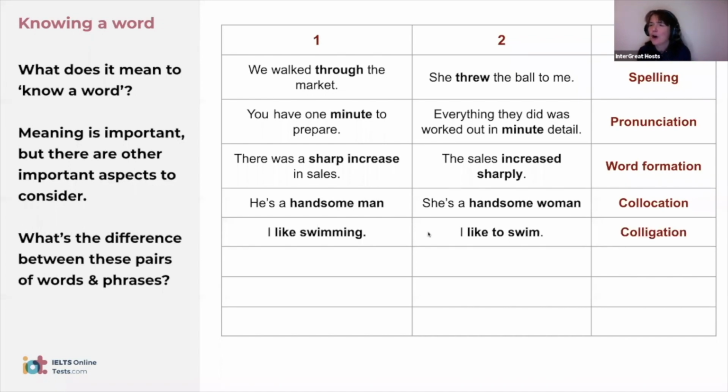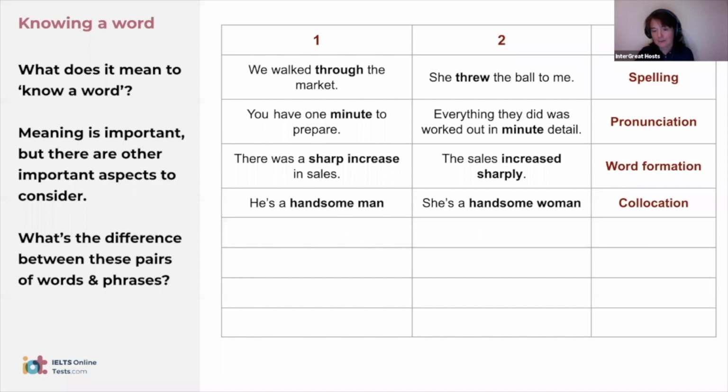So this is called colligation. But you can also think about it as verb patterns. That's usually what I say. Okay, yes, so exactly, gerund, or to do something, or do. So what kind of part of the word do we use in a sentence, okay?